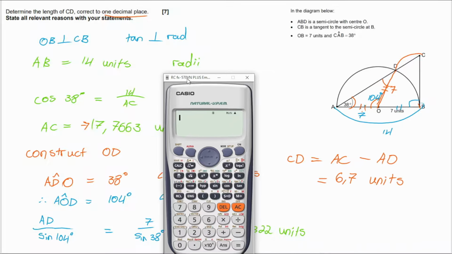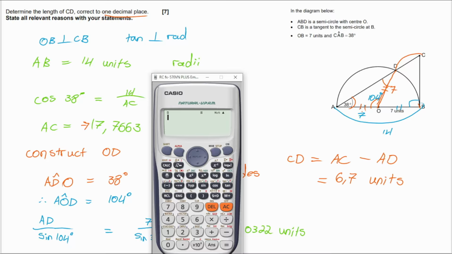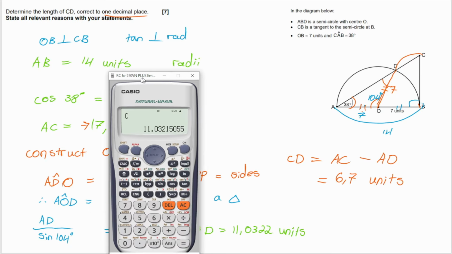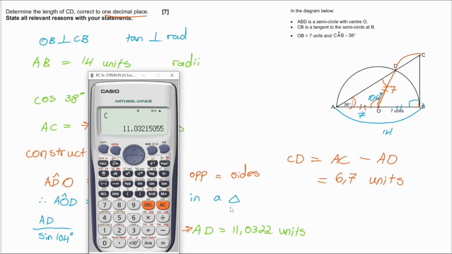When I then do this, I remember that the first one was stored at B, that 17,763, and this one down here was stored as C. So I can just do B minus C, and you'll see, even using no rounding, I still get 6,7. Hopefully I taught you something new there.